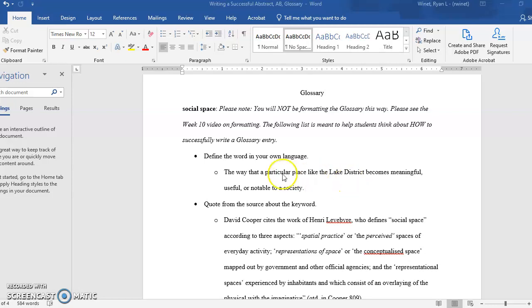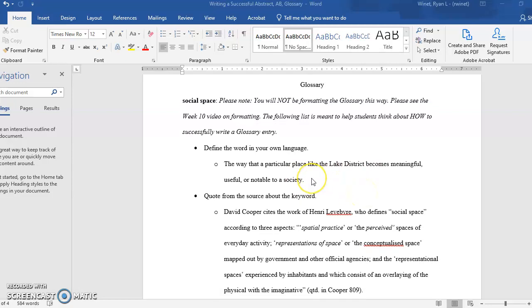So that's the way that I would define social space in my own language. A place like Lake District, for instance, has its own meaning to English society, especially in the late 1700s, early 1800s, when people like William Wordsworth are visiting there.